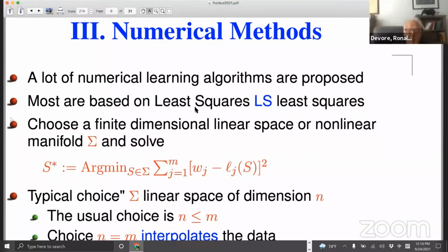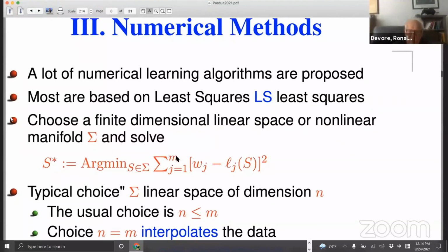So let us now entertain what are possible numerical algorithms. Of course, the best and most commonly used is least squares. What would you do in least squares? You would find a space sigma, typically a finite dimensional linear space, and try to solve this problem. Look at all functions in this linear space and find one that's close to satisfying the data. And in the old days, we always took the dimension of the space smaller than M. Our rationale was we didn't want to fit noise if we had noisy data. So we took the dimension to be less than M.